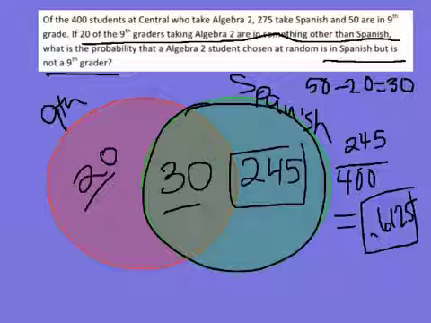Now I'm about to show you how to do this without the Venn diagrams. Again, if the Venn diagrams are confusing, try this other way. If the other way is confusing, try the Venn diagrams. If they're both confusing, try to do one of them and just really focus on just one of them. Alright, here's how we can do it without the Venn diagrams.